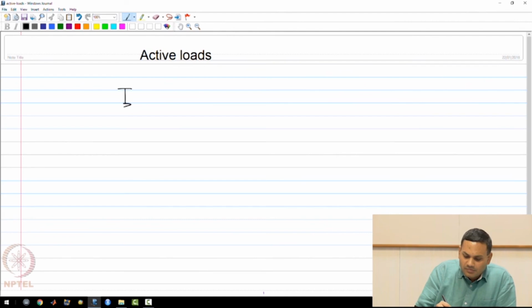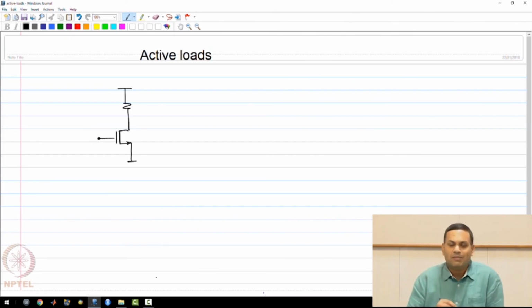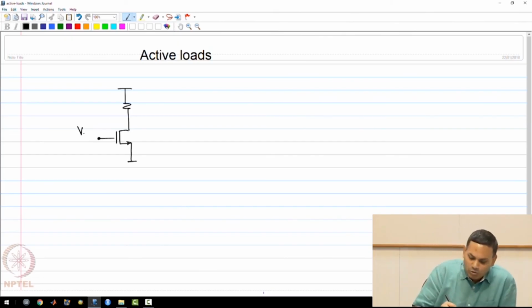In this lecture, we are going to start looking at a particular type of circuit that is going to try to maximize the gain available from an amplifier. So far, you would have seen that the common source amplifier gives you the maximum available gain that you can get.